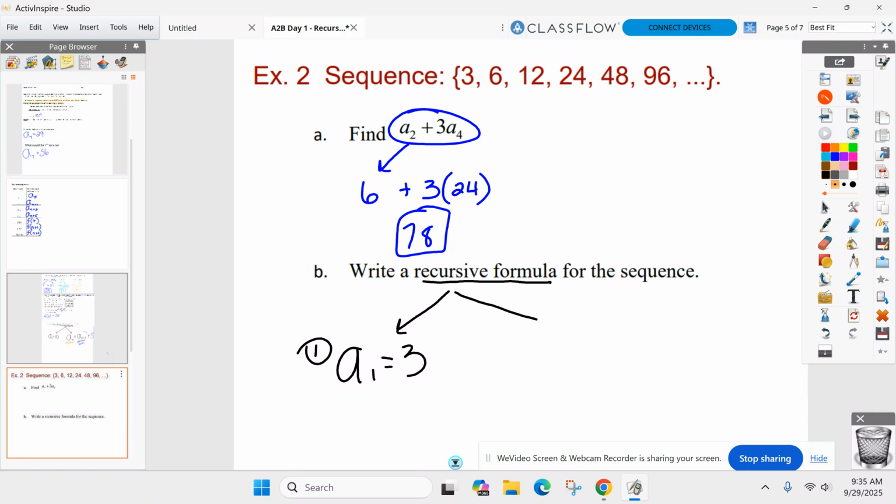Second step. What do you do to the previous to get to the next one? And it starts out the same way, right? A sub n, any term, equals the previous term. Now you've got to tell me, what are you doing to this previous term? Find the pattern if you haven't already. What do you do to the previous term to get any term you want?